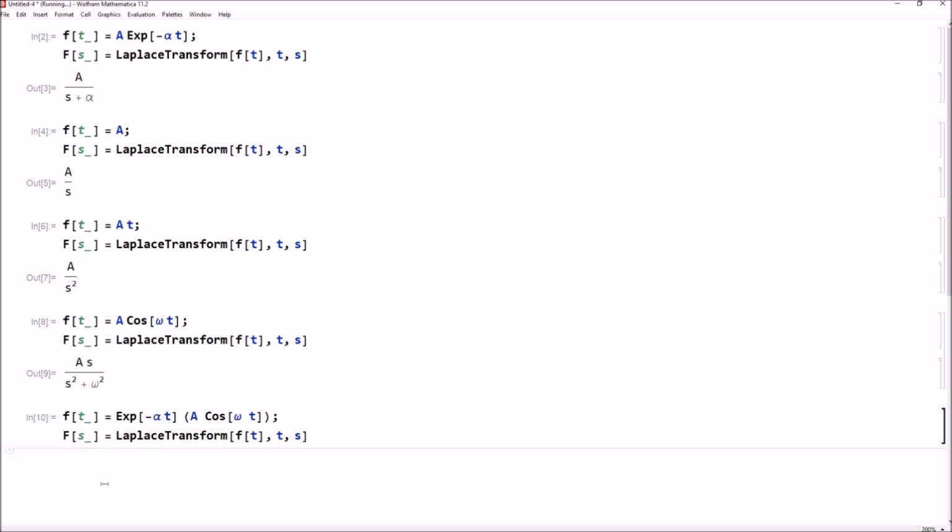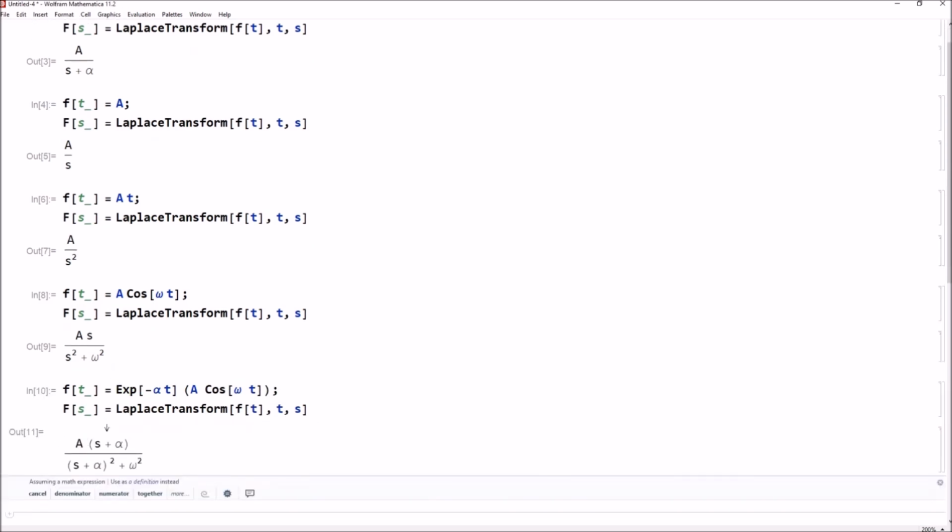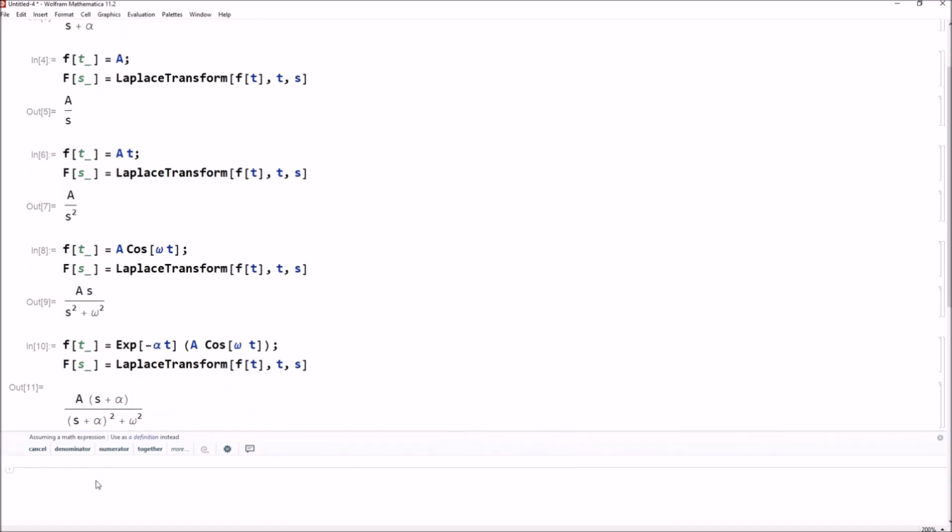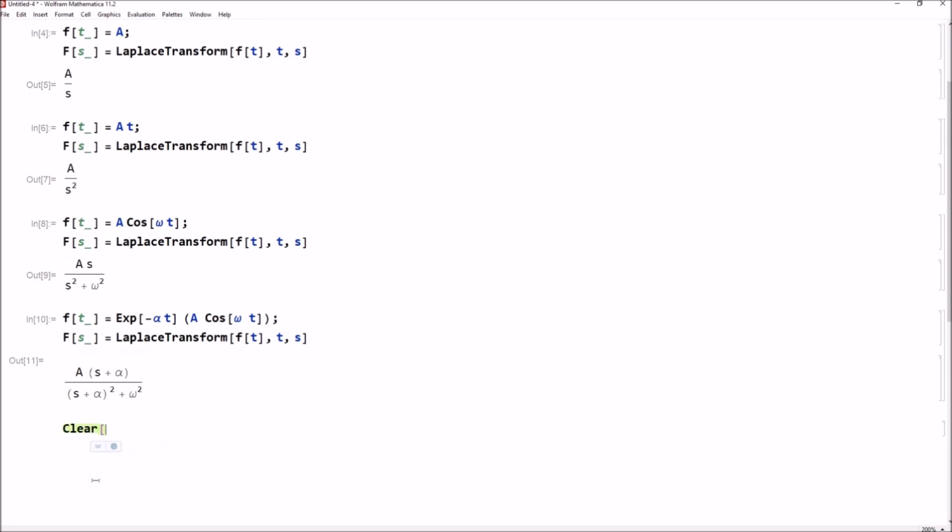Right? And look at this. We're going to get that same result where everywhere you see s, you replace it with s plus alpha. And Mathematica verifies that for us. You want to see something that's going to blow your mind? How about this? Let me clear this variable f.